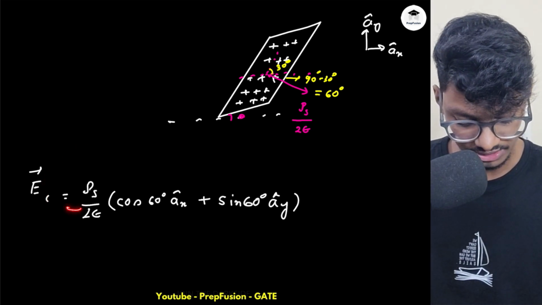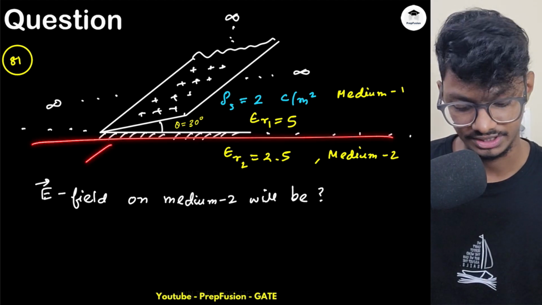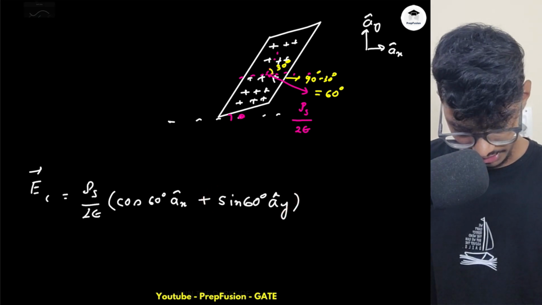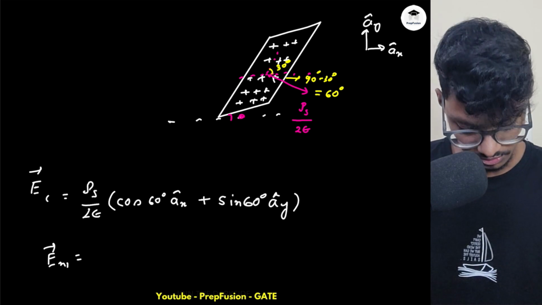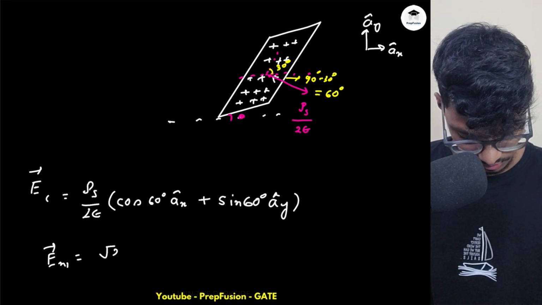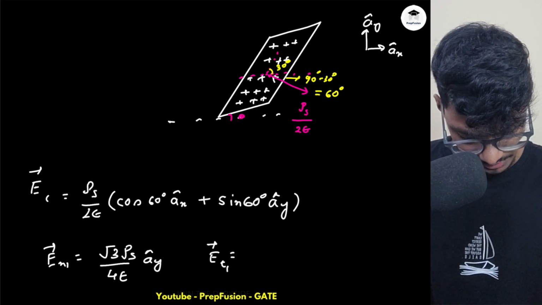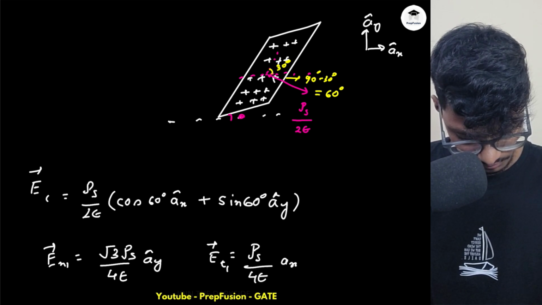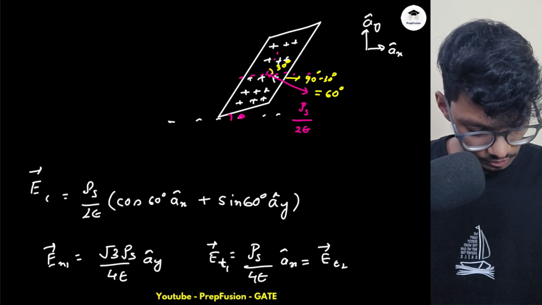Now from here, can you tell me what is the tangential component and what is the normal component? This is the y equals to 0 surface again, right? So ay cap will be the normal component. So my En1 will be, sin 60 means root 3 by 2, root 3 by 4 epsilon into rho s ay cap, and Et1 will be rho s by, cos 60 means 1 by 2, 4 epsilon, ax cap. This will be equal to my Et2, right?